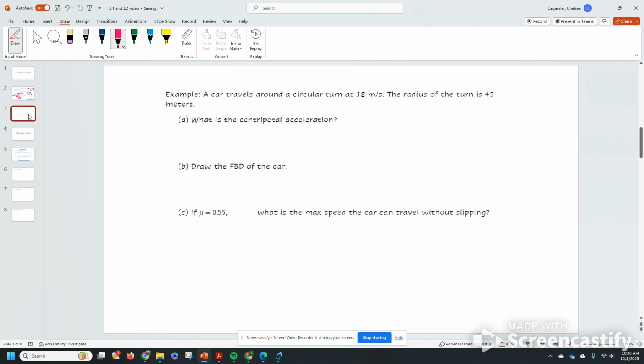Let's do an example. A car travels around a circular turn at 18 meters per second. The radius is 45 meters. So that looks like this: here we have a car, and we're looking from above. It is traveling at 18 meters per second. The radius is 45 meters. The centripetal acceleration, a, is v squared over r. So that is 18 squared over 45, which is 7.2 meters per second squared.